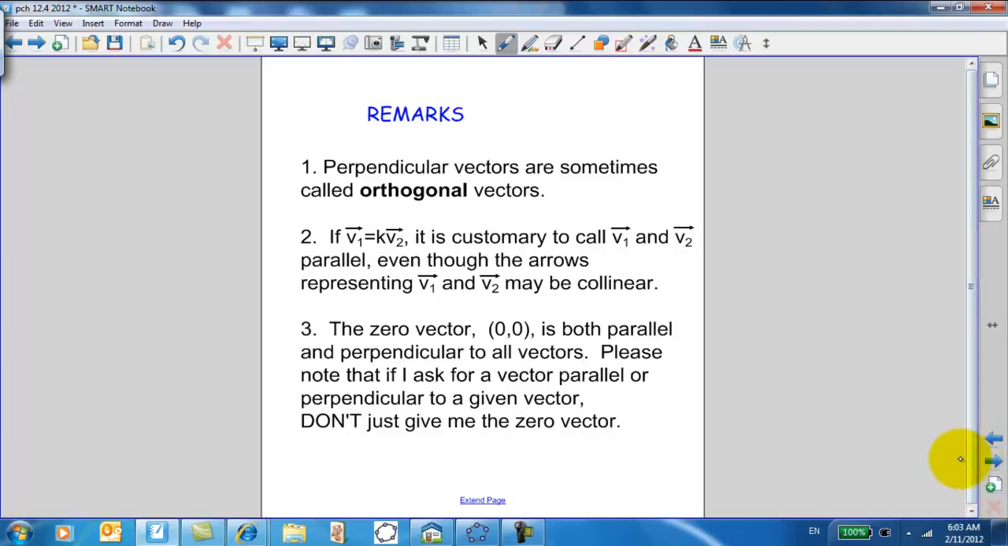Now here's a few remarks about perpendicular vectors. They're sometimes called orthogonal vectors. It's customary to call v1 and v2 parallel when they're scalar multiples, even though the arrows may be collinear and they may actually be in the same line. You might be used to the idea of parallel meaning beside each other, but we're willing to have parallel mean in the same, overlapping. The zero vector is both parallel and perpendicular. Please note if I ask for a vector parallel or perpendicular to the given vector, though, don't just give me the zero vector.